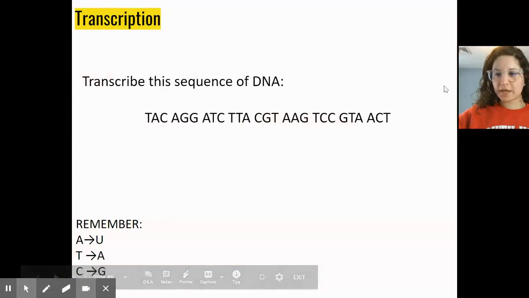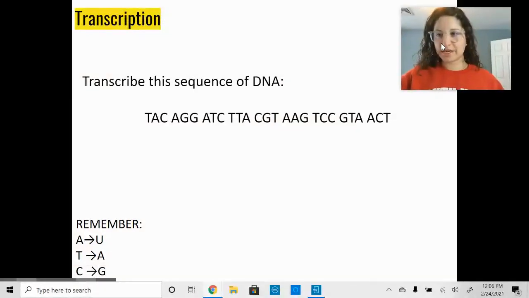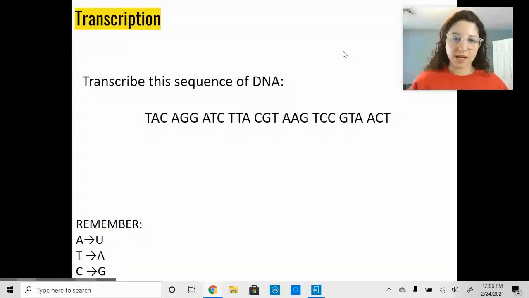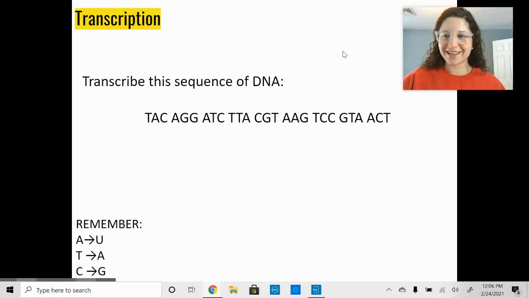All right, so hopefully that gave you a good visual and explanation of what this process actually looks like inside the nucleus of your cell. Now we get to practice doing the transcribing. So you're going to be lean, mean transcribing machines. We're going to act as RNA polymerase.